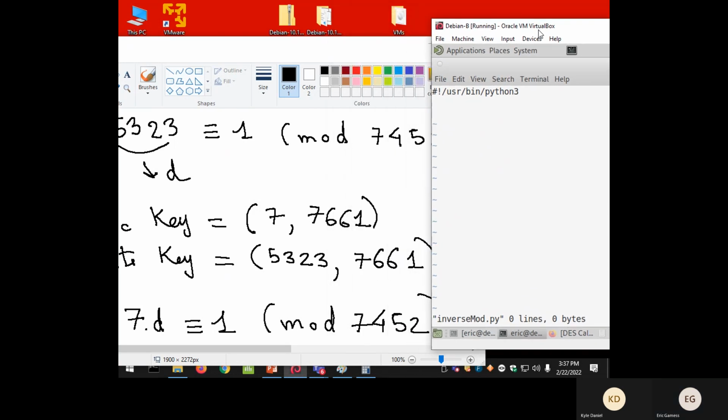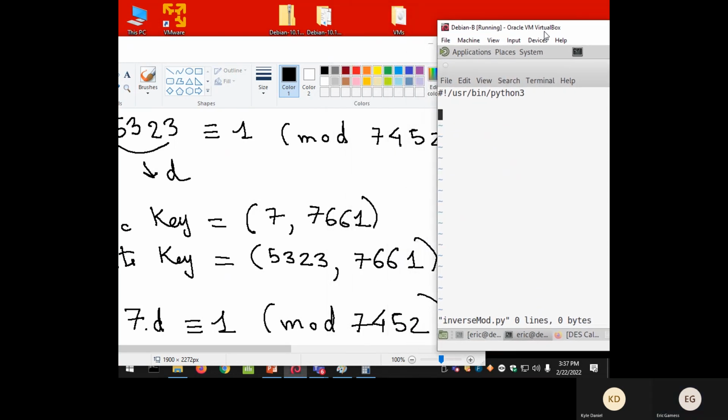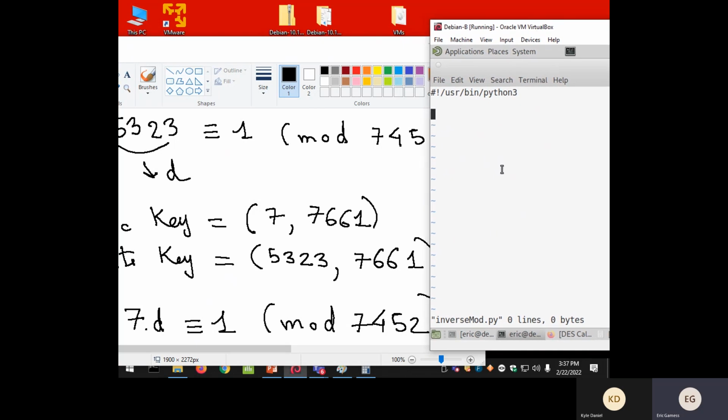Okay, so we want to solve this. 7 times D equal 1 modulus 7,452. So what shall we do? So we can start with a possible D. What is the minimum value of D? 2. So we are going to compute all of them, but the first one should be 5323. Then what will be the second one? We are going to find several. Okay, we will see how to compute them.